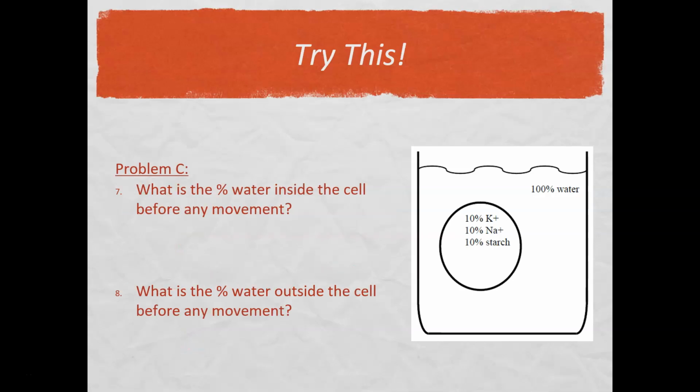All right, let's take it from the standpoint of that water again. Now I've got 10% potassium, 10% sodium, 10% starch inside my cell, leaving me with 70% left over to be accounted for by the water. I've got 100% water outside my cells, so that's already done for me. All right, there is no solute at all. It is just pure water.